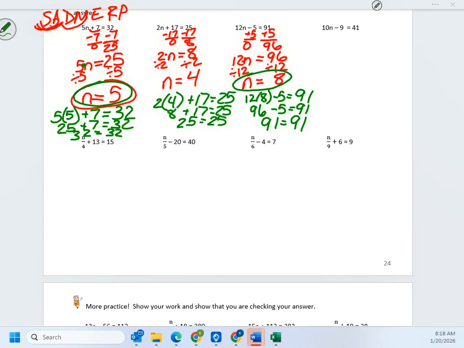One more on the top line here. 10n minus 9 equals 41. What's the first step I'm going to do? Remember that first step being the opposite of adding or subtracting.